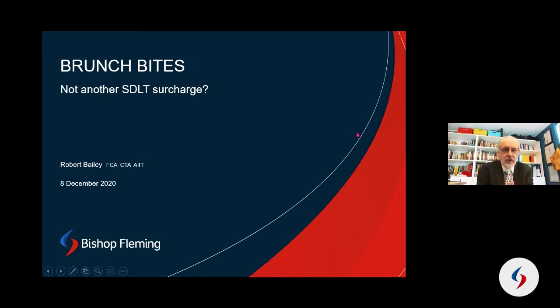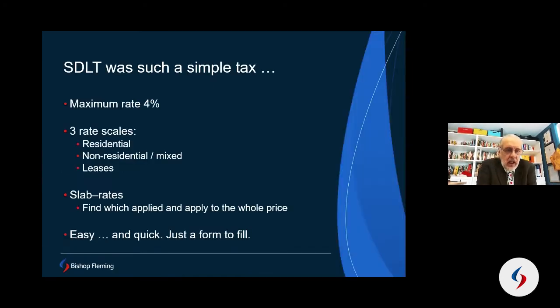So, not another SDLT surcharge. The format of my slides, you'll see various white slides, which is the technical detail, and the coloured slides are sort of my commentary. I'll start off with a bit of background. And really, this is another layer of complexity to wreck what was such a simple tax.